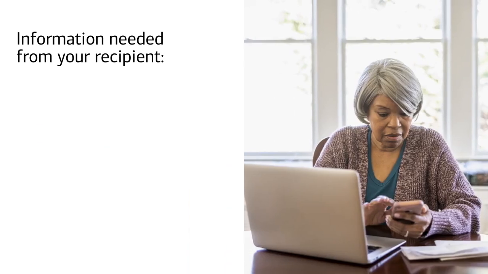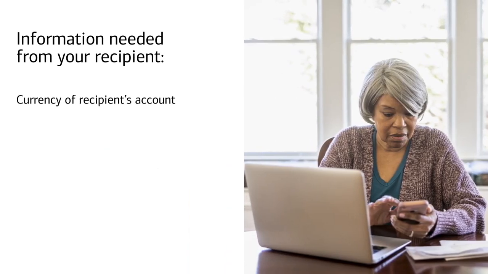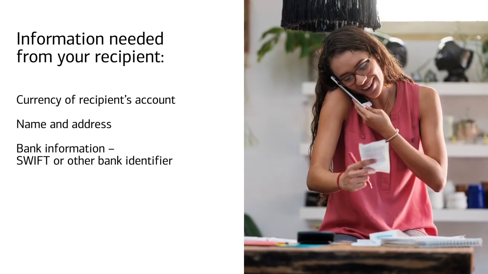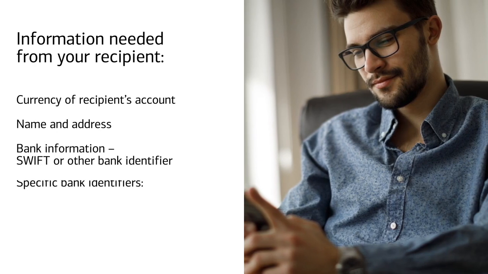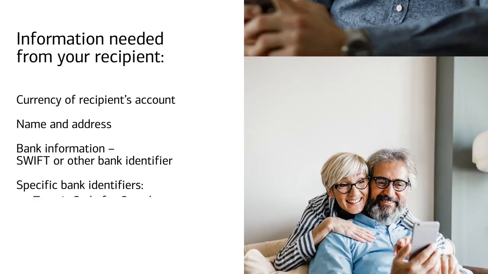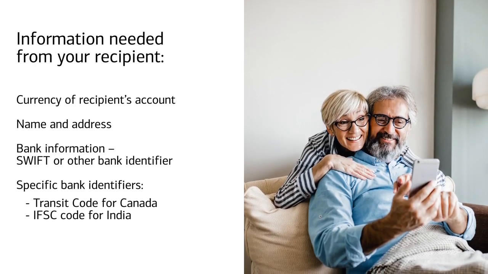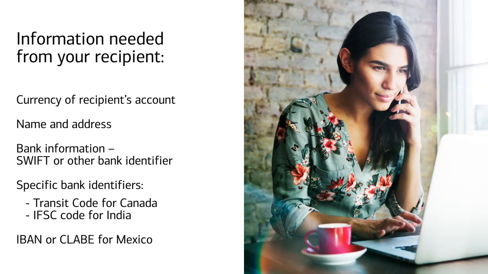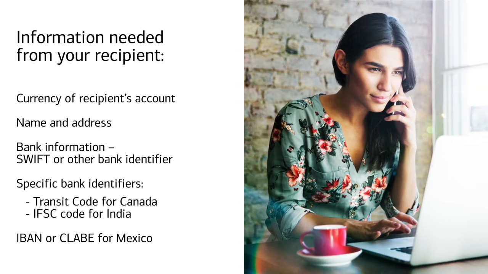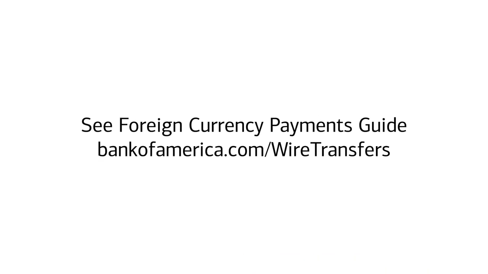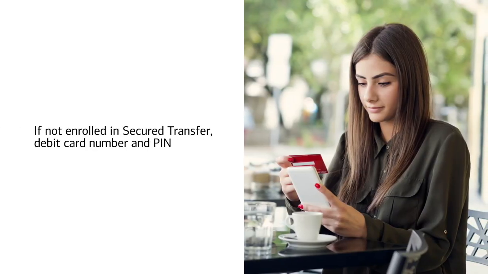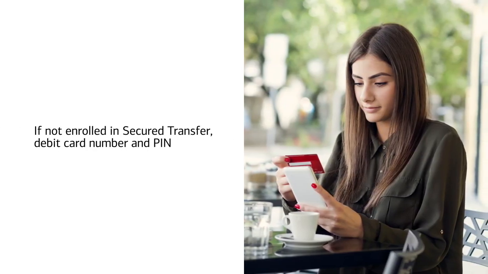First, gather the recipient's information, including the currency of the recipient's account and their name and address, bank info such as SWIFT code and account information. Some countries require specific bank identifiers, such as Canada's transit code or India's IFSC code, or account identifiers such as IBAN or CLABE for Mexico. See the Foreign Currency Payments Guide for details at bankofamerica.com/wire transfers. If you're not enrolled in Secured Transfer, you'll also need your debit card number and PIN.